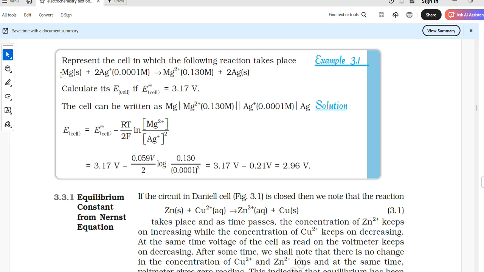Now what is the question asked here? Calculate the E cell if E naught cell is 3.17 volt. So they have given the E naught cell value, 3.17 volt. Okay. Now we can apply the Nernst equation. What is that Nernst equation? E cell is equal to E naught cell minus RT divided by nF. What is n? Wait a minute.